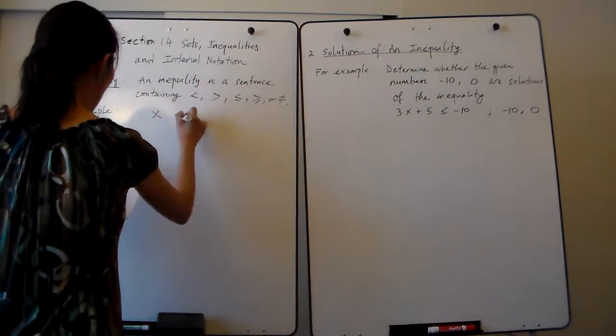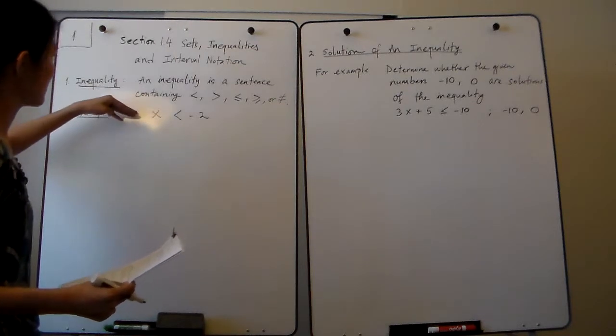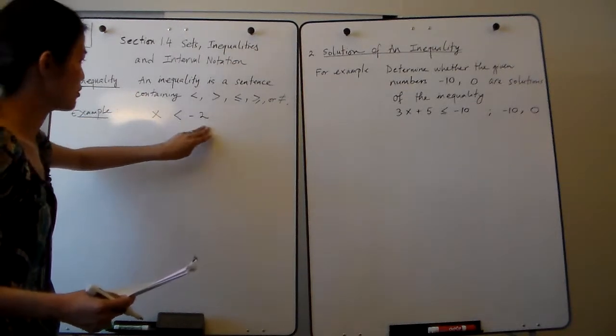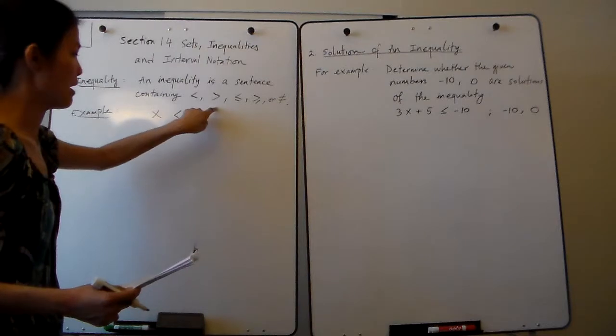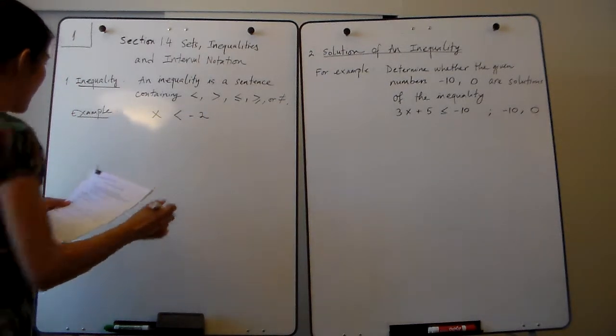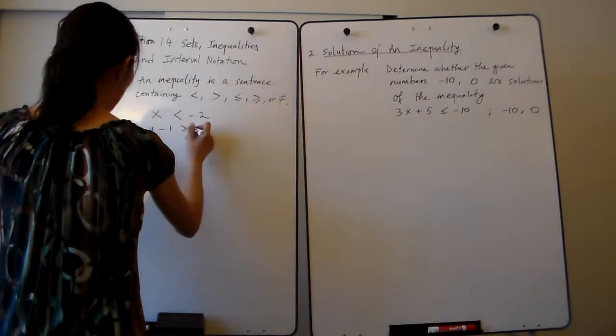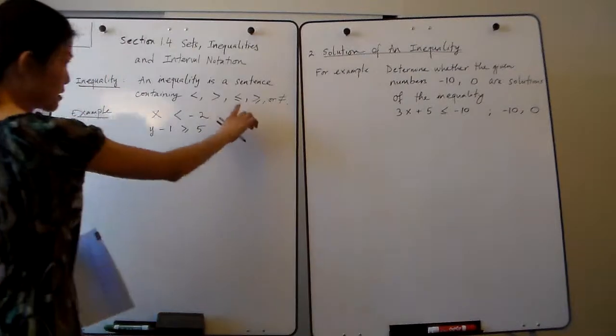for inequality, x less than minus 2. Do you see that? For this sentence, x less than minus 2, it has the symbol less than. It is an inequality. Another example we have is y minus 1 greater than or equal to 5, which is like this one.